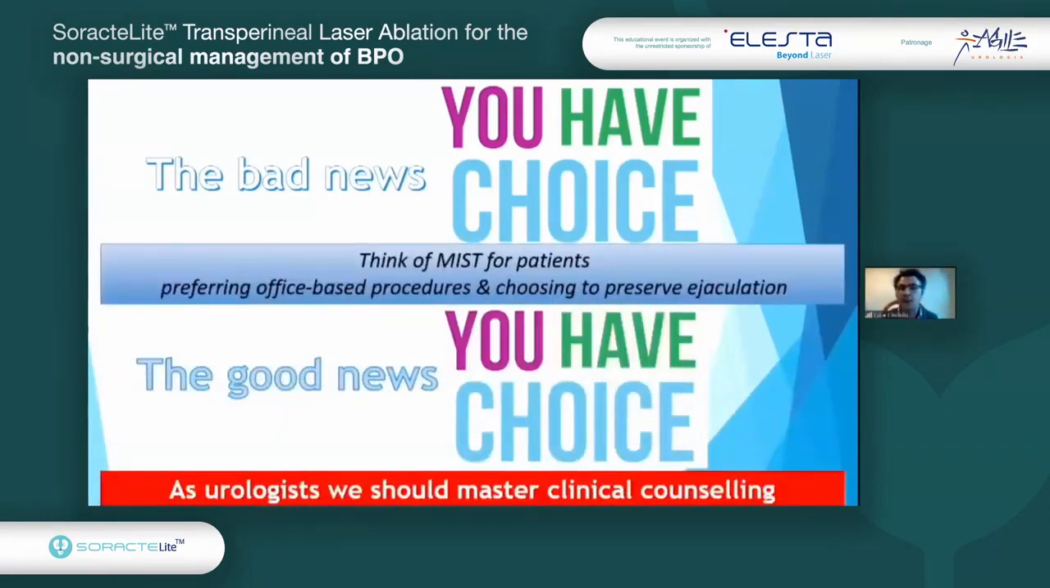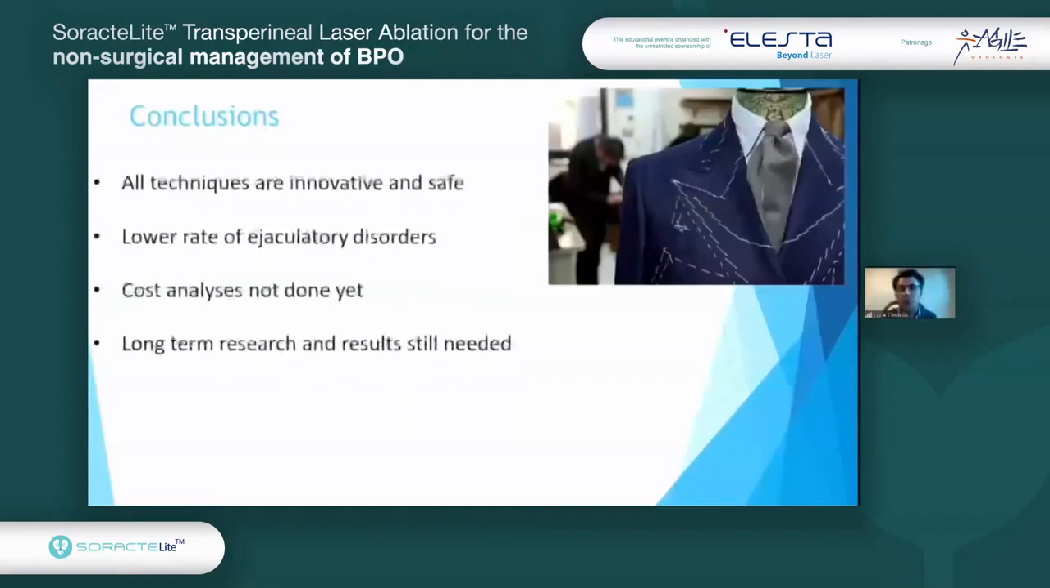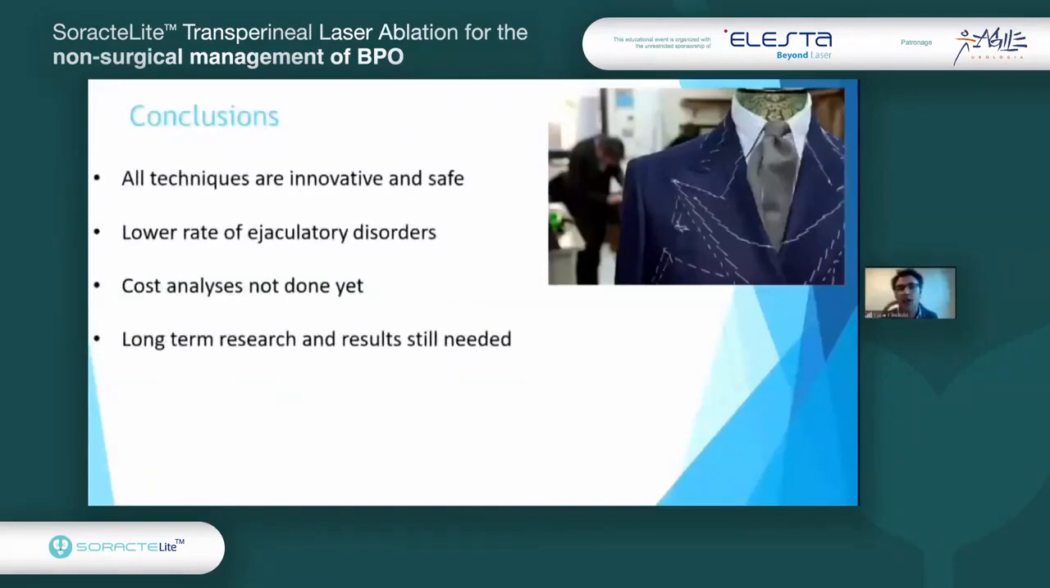So I repeat, we have to think of microinvasive procedures for patients who prefer office-based procedures and preservation of ejaculation. All the techniques we saw this afternoon are innovative and safe. Not all the techniques have a long history, but we also have to take into account the novelty, and we have to look with great attention especially at this TPLA, that in the future, sparing an approach through a transurethral approach, could be very interesting. Of course, we have to highlight that long-term research and results are still needed, especially of high quality, as Professor Bove and his team are doing.